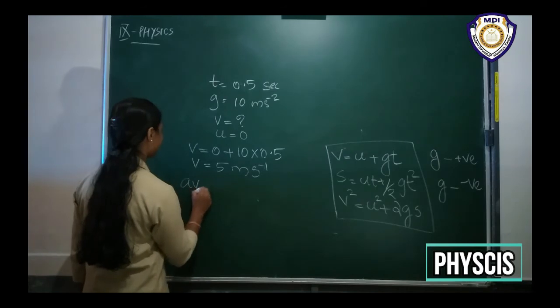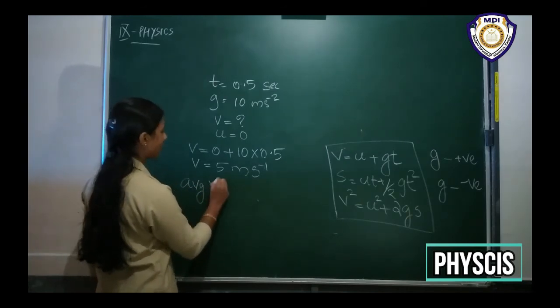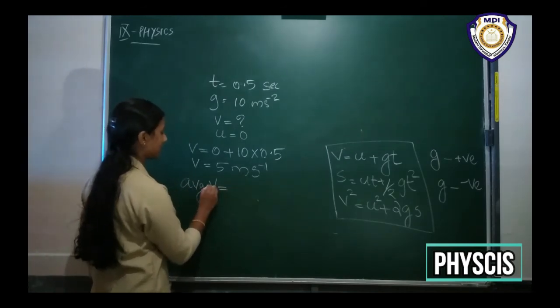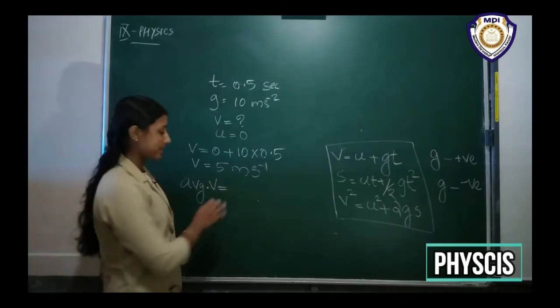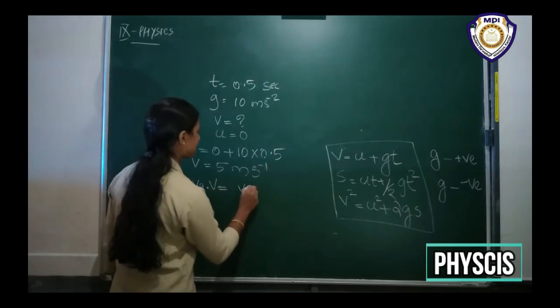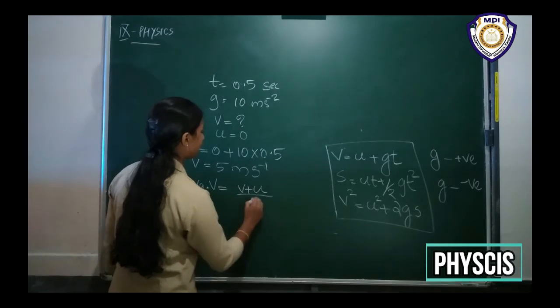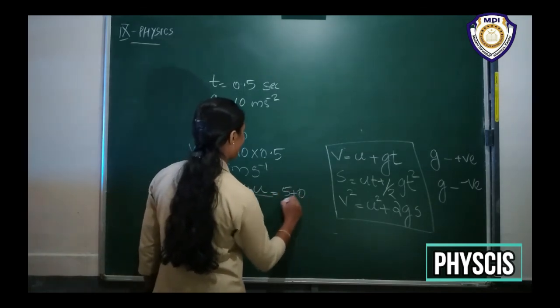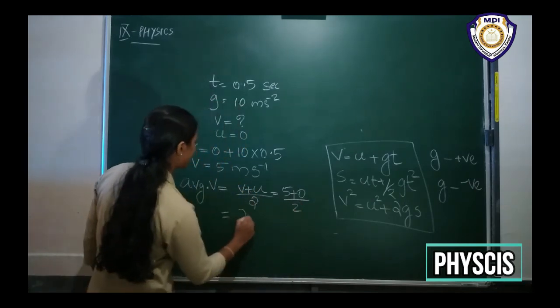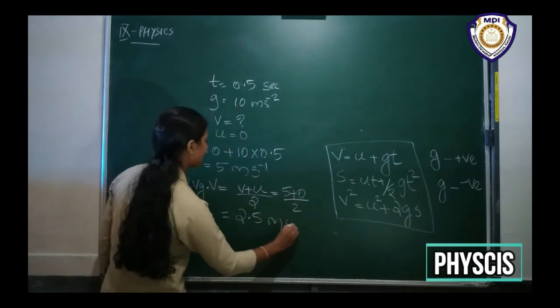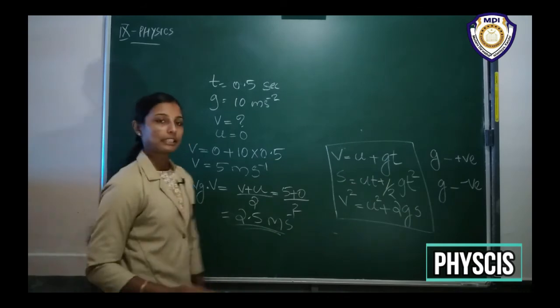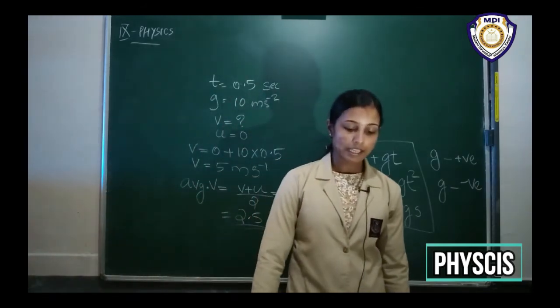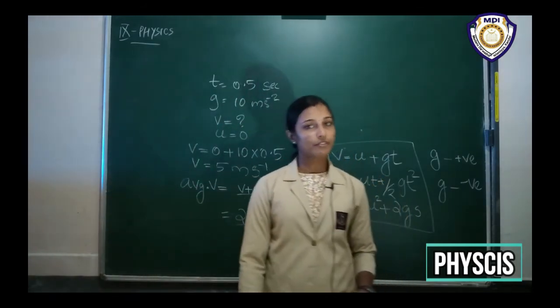So what will be the average speed? Average velocity or average speed, we can write it as average v. So what is v plus u by 2? That means 5 plus 0 by 2 is equal to 2.5 meter per second, right? So the average speed, we get as 2.5 meter per second.